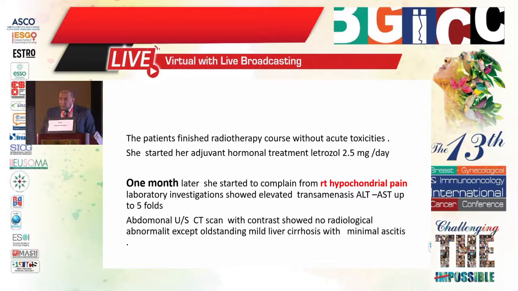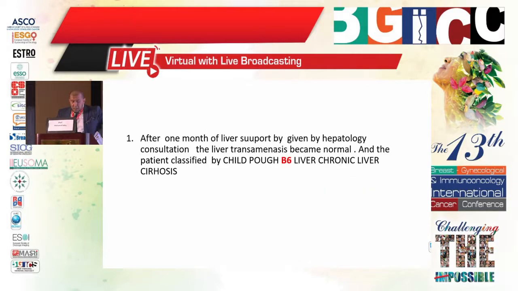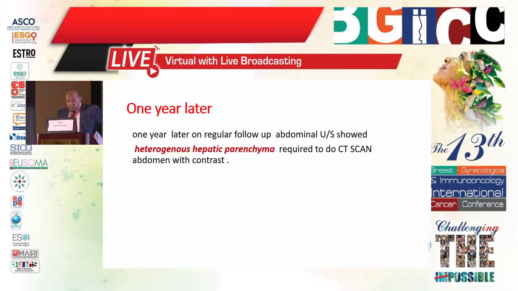We did all the investigations to exclude a malignant recurrence. After 1 month of liver support given by hepatology consultation, the liver transaminases became normal again, and the patient was classified as Child B6 chronic liver cirrhosis. 1 year later, on regular follow-up, the patient presented with an abnormal ultrasound finding. We found that the patient has heterogeneous hepatic parenchyma.